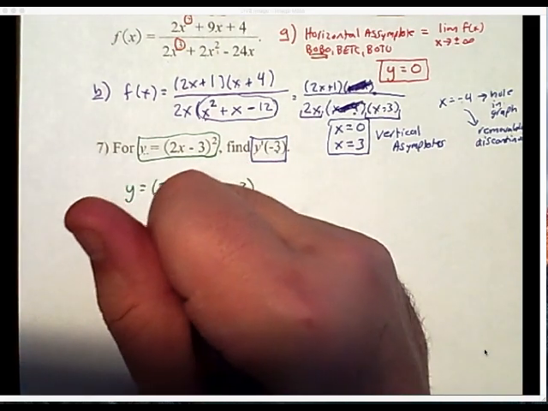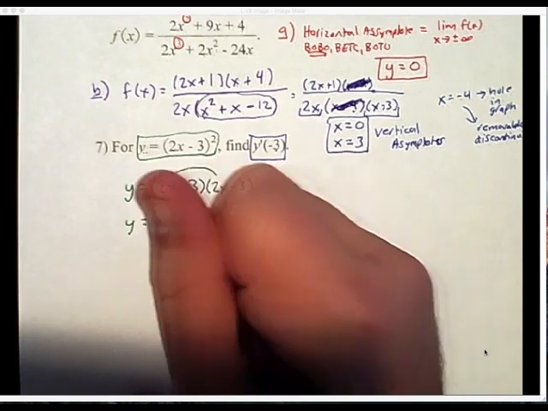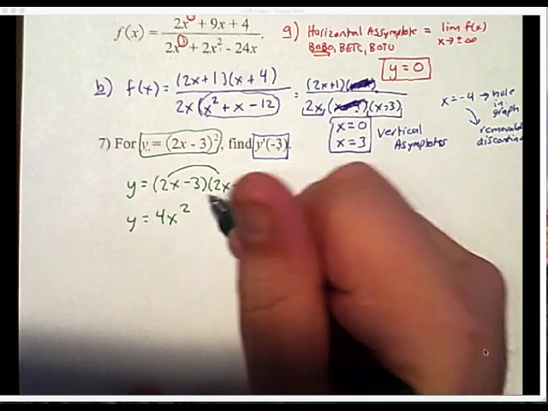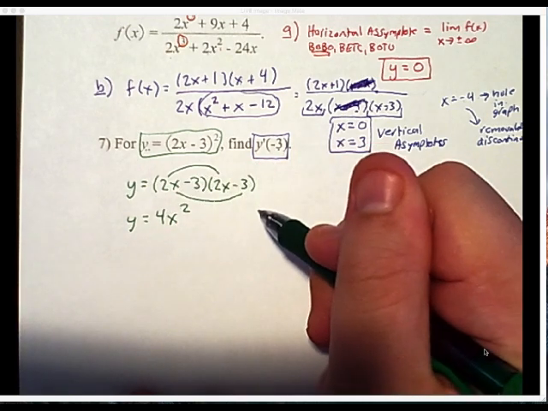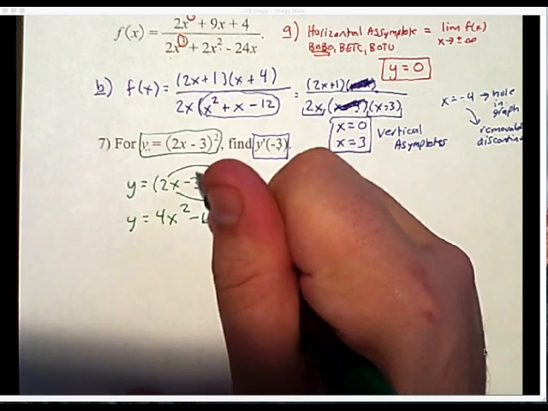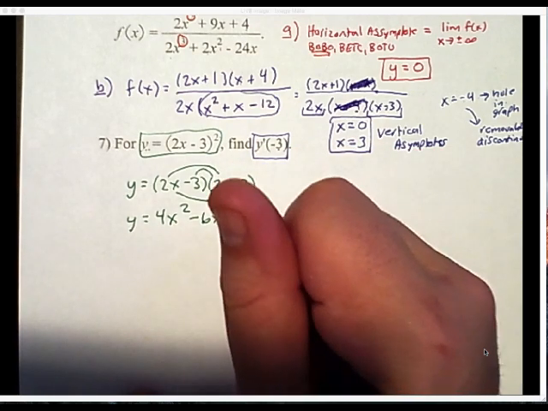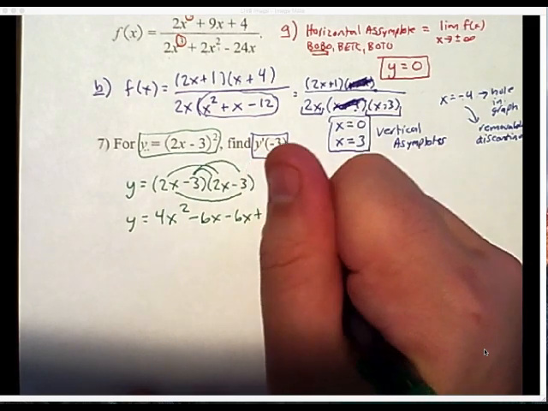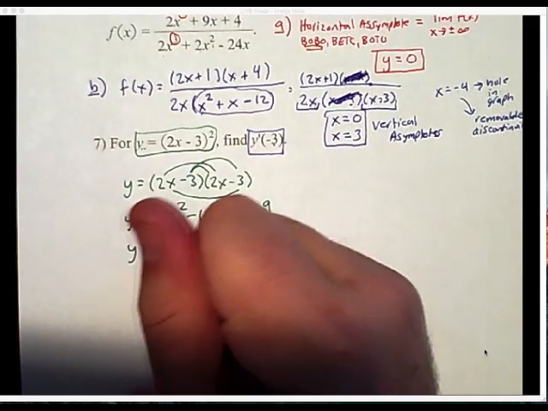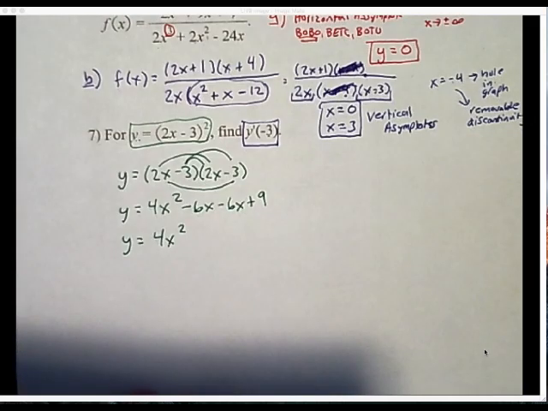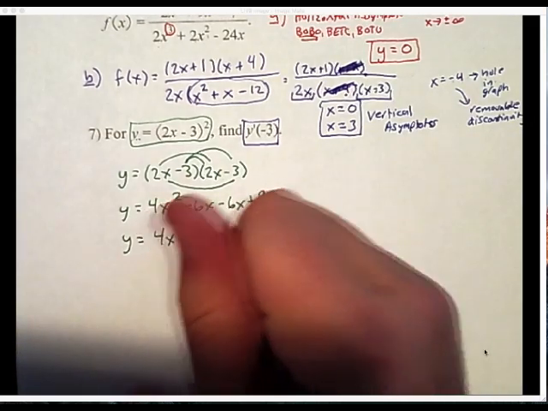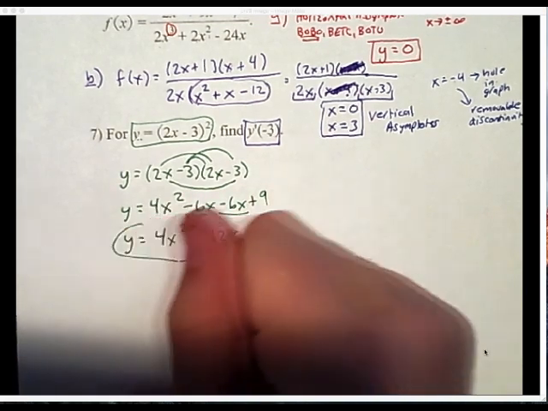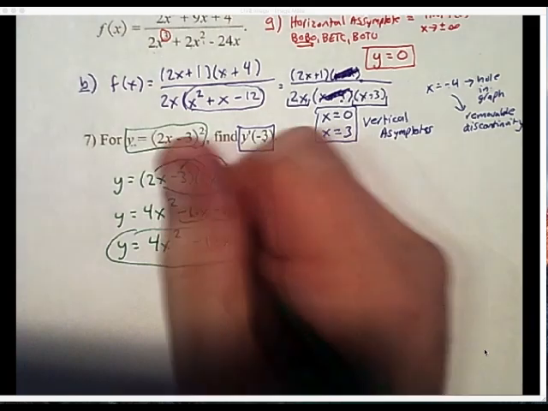Okay. So if we FOIL this, 2x times 2x is 4x squared. If we do the outers, 2x times -3 is -6x. -3 times 2x is another -6x. And then -3 times -3 is a +9. So another way I can write y is 4x squared. These two combine to give me -12x plus 9. So this is what y is. That's just a different way to write y.